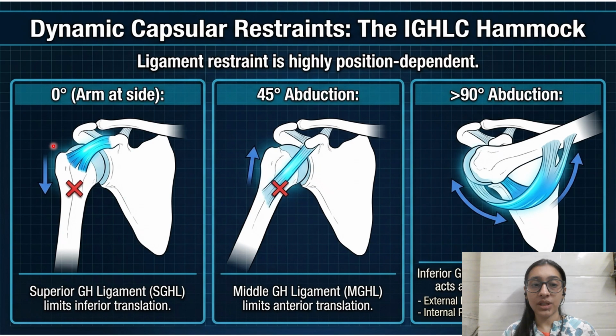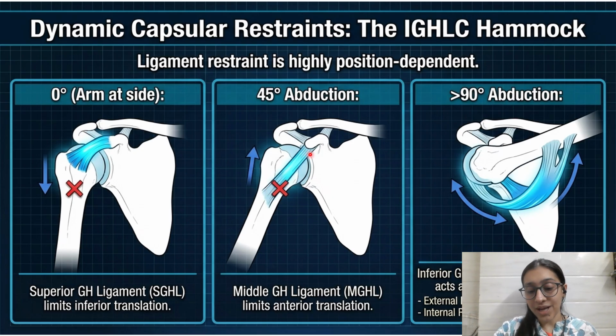So at 0 degrees, that is when your arm is resting at the side, the superior glenohumeral ligament limits the inferior translation because the head of the humerus is held with the coracoid process and the scapula by the superior glenohumeral ligament complex. Next, when the arm is moving from 0 to 45 degrees of abduction, the middle glenohumeral ligament limits the anterior translation. Here the head is prevented from coming anteriorly out.